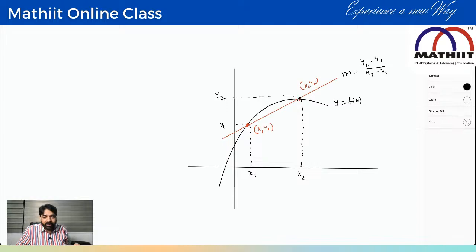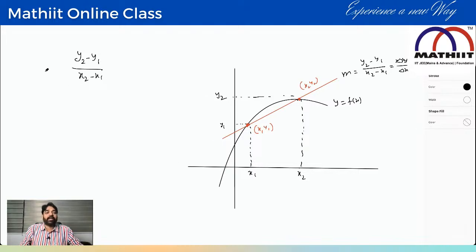Now imagine very carefully, if this x1 goes very close to x2, what will happen? This will look like a tangent at x2. But if x1 goes very close to x2, the x2 minus x1, which is nothing but delta x, will be near to 0. It means when x1 is very close to x2, this slope will start representing the slope of the tangent at x2.